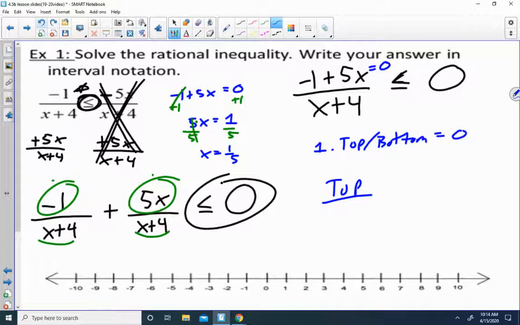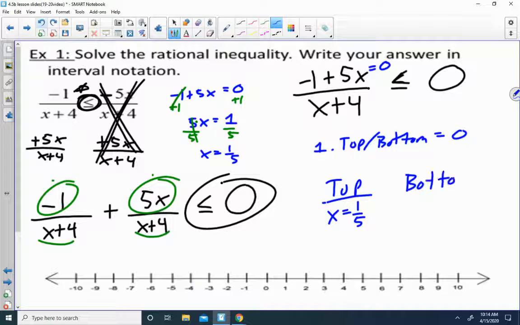Some of you are freaking out because you see that fraction. You're like, oh, do I have to plug in a fraction? Don't worry. Just trust me on this. For now, just keep it as x equals 1/5. It'll be fine. Trust me.